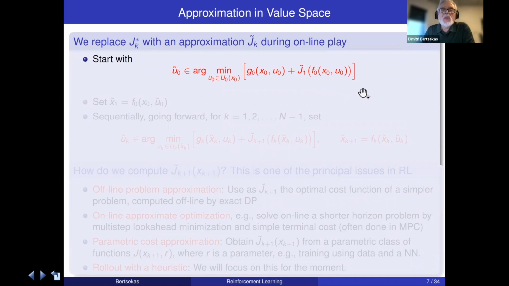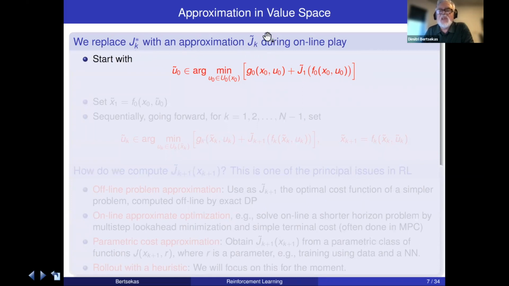Okay, so now approximation in value space is the principal methodology that we're going to consider in this course. It tries to alleviate the major problem of the dynamic programming algorithm, which is overwhelming computations, by replacing Jk star with an approximation J tilde k during online play. The main problem here is computing these J tildes, which can be very, very difficult.